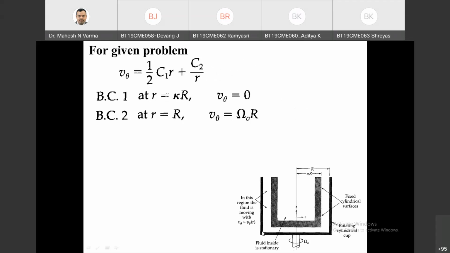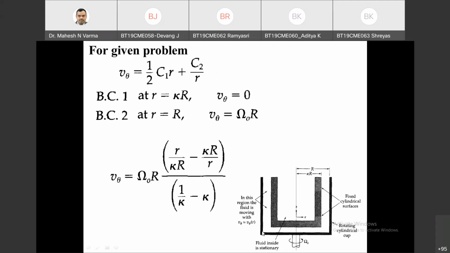So these are the boundary conditions, and substituting this, you should be getting this velocity profile. Substitute C1 and C2 and rearrange the equation. What is the main strategy we will apply for rearrangement so that I will get back the boundary conditions very easily? So substitute the values of C1 and C2 and rearrange the equation. So you will be getting this velocity profile equation.